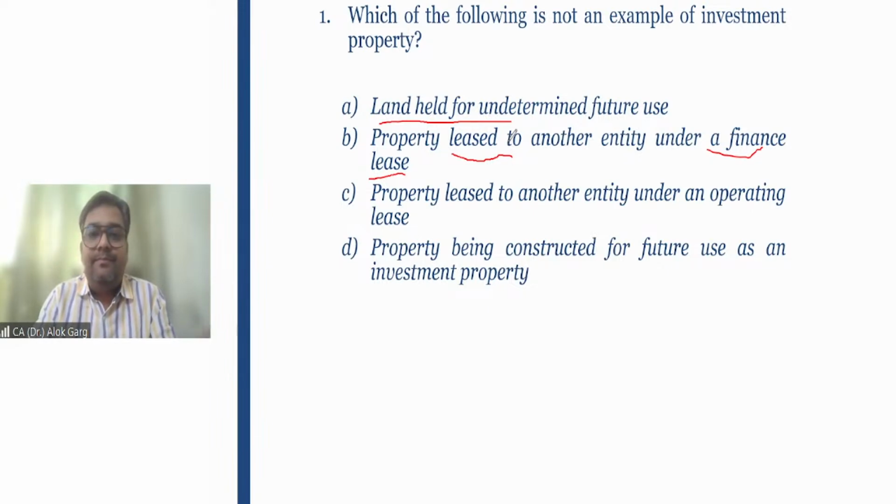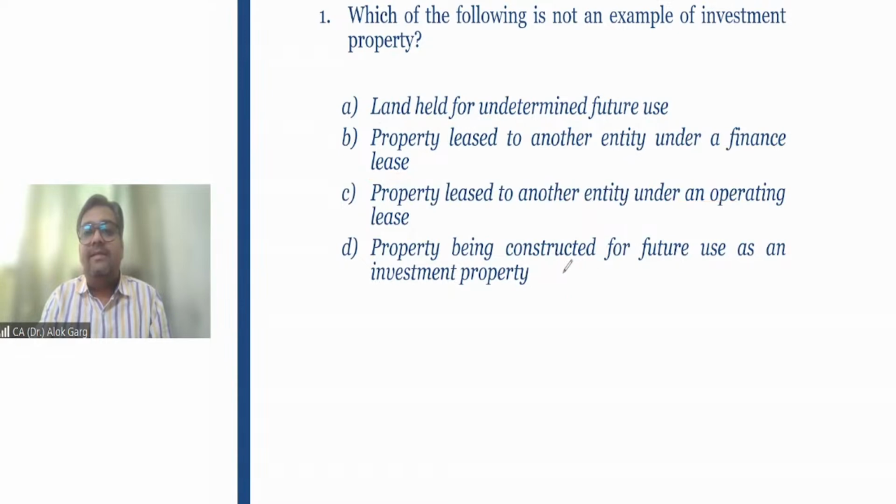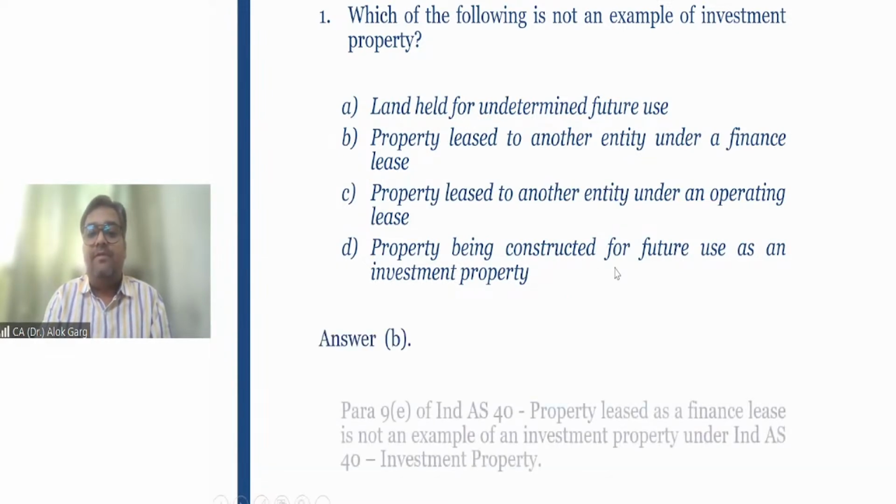Right, Munish? So in this case, when the property is given under a finance lease, it is no more an asset in the books of the lessor. Means it is not in my books at all, so where will I show it as investment property? So this is not a case of investment property. Property leased under an operating lease, yes, it is an investment property. Property being constructed for future use as an investment property, yes, it is an investment property. So the right answer is B. Okay. B is the right answer. B is not an example of investment property.